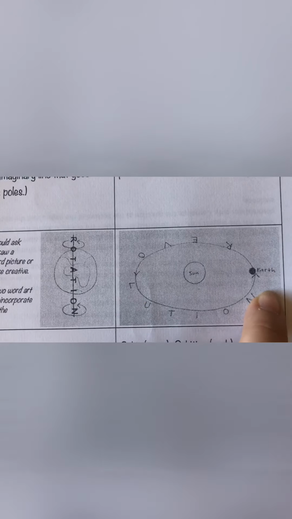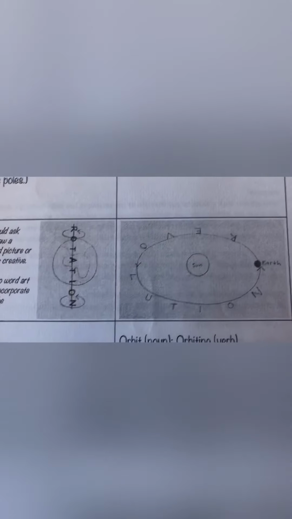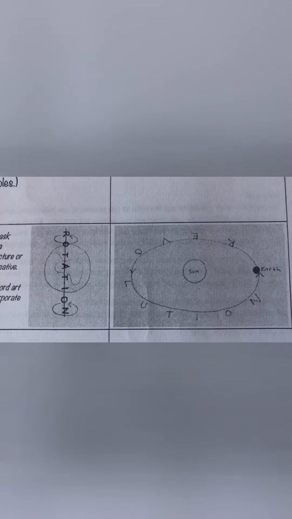I like to use word art. You guys know that I like to use word art. You can think of rotation as spinning on its axis like a ballerina. If you want to show a picture of a ballerina spinning, or a picture of the Earth spinning, that would be perfect. Now for revolution, I put the sun, and then I put the word revolution going all the way around. But you can choose however you want to demonstrate this for your notes.